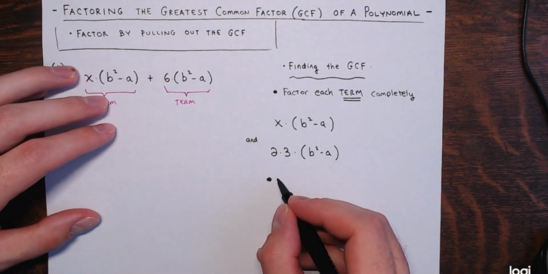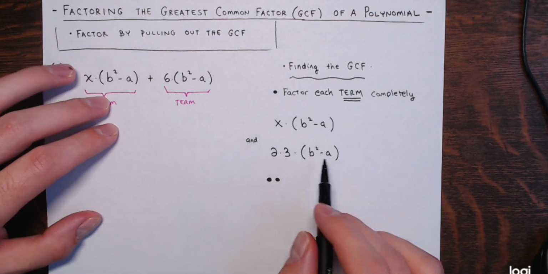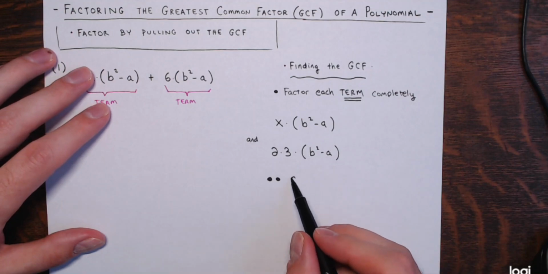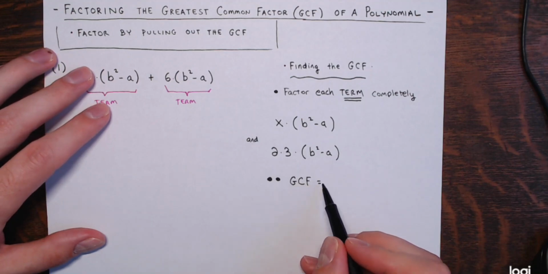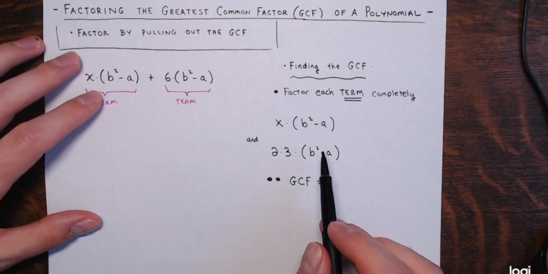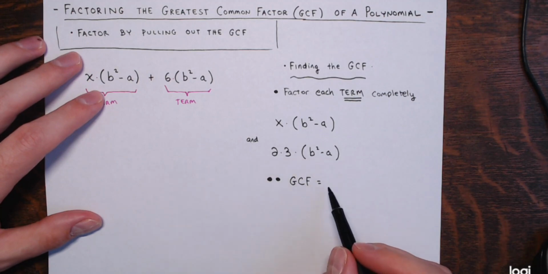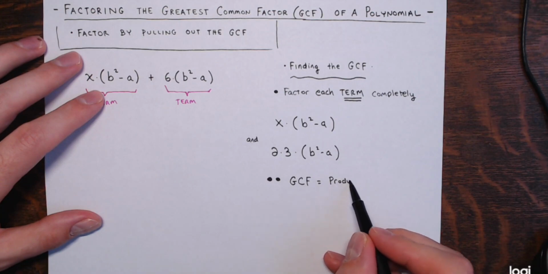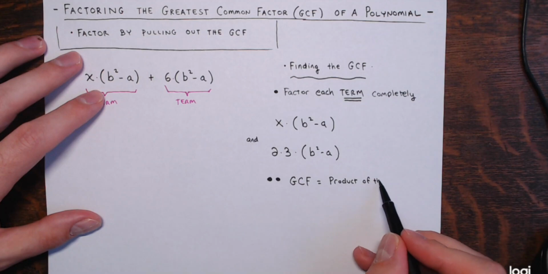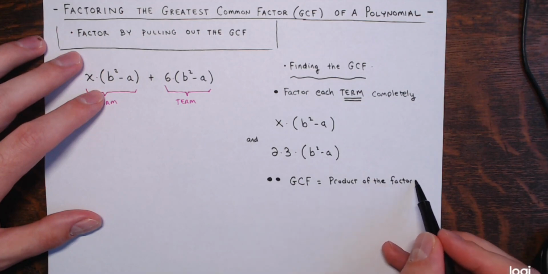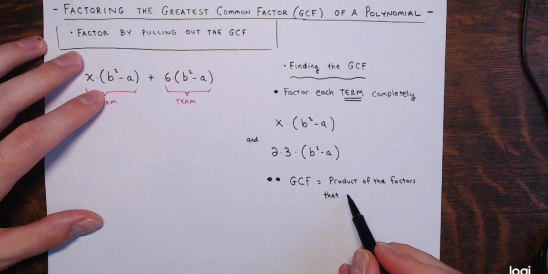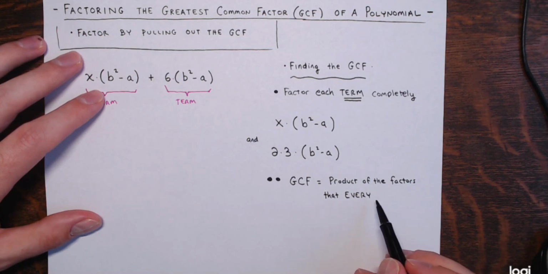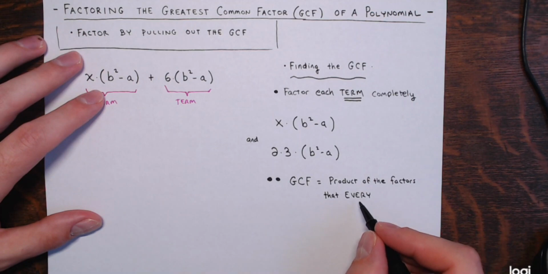Alright, then after factoring each term completely, which we have done here, the greatest common factor is made up of the product of the factors that every term shares, or every term has in common. That's the word common in greatest common factor.